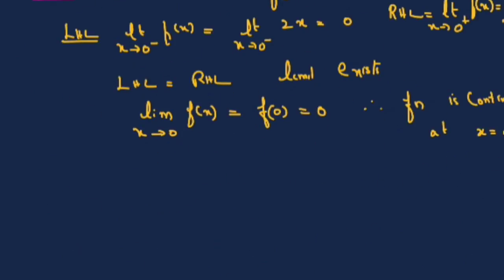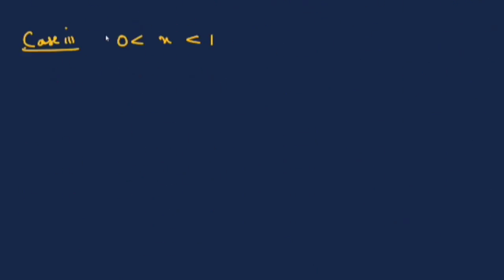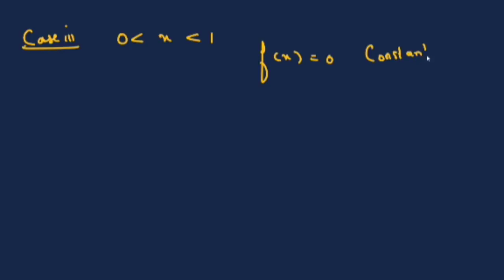0 to 1. At 0 we have checked, we are going to check at 1, so just write in between interval. So 0 to 1, it is constant, f of x is 0, it is a constant. Therefore, it's a continuous function.